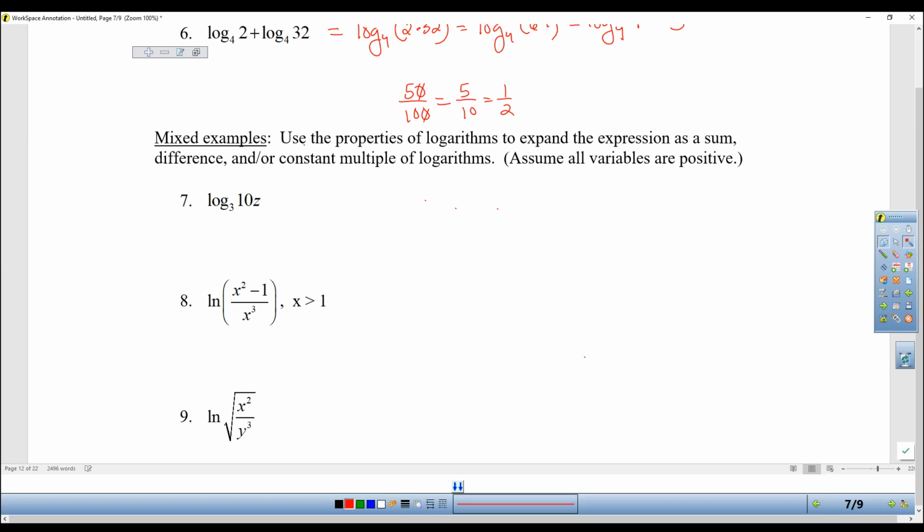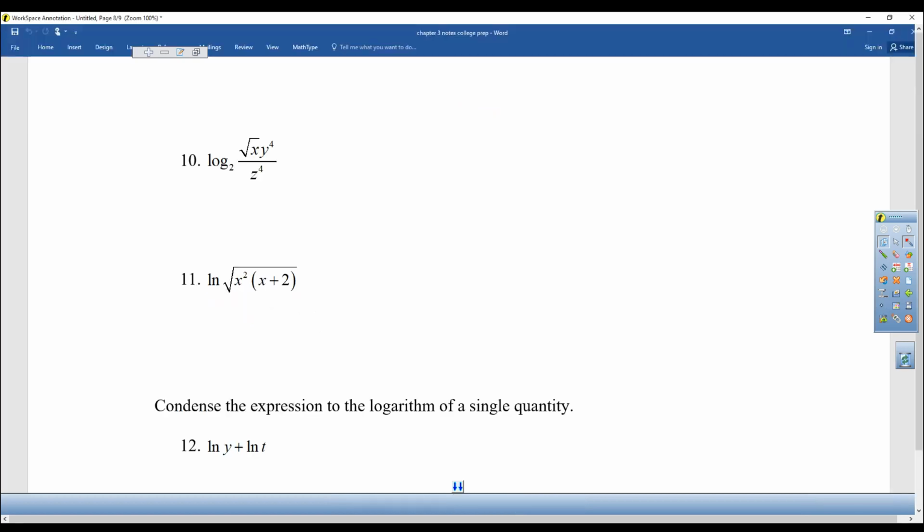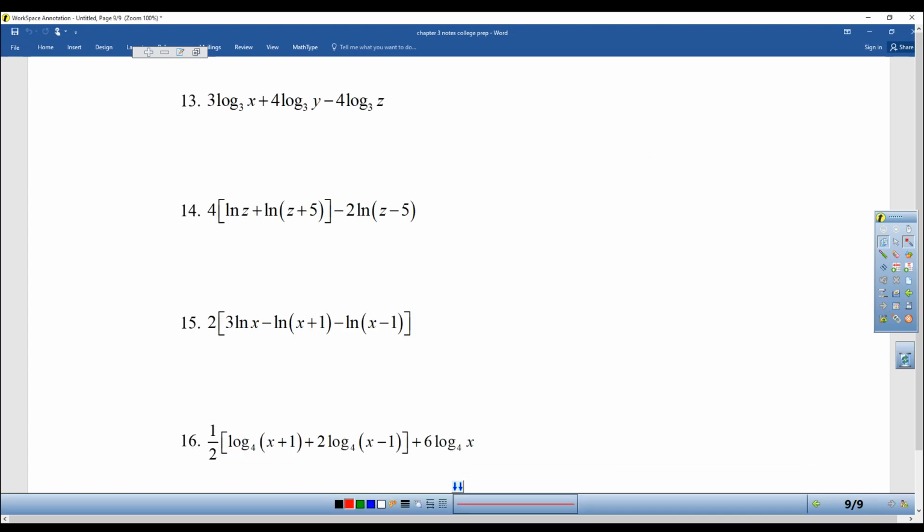All right, so these next few examples are all expanding. Don't worry about the x is greater than 1. That's there because you can't take the log of a negative number. So it's my responsibility to write it, but it doesn't really affect your doing the problem at all. So there's 5 more expanding, and then there's 5 more condensing.